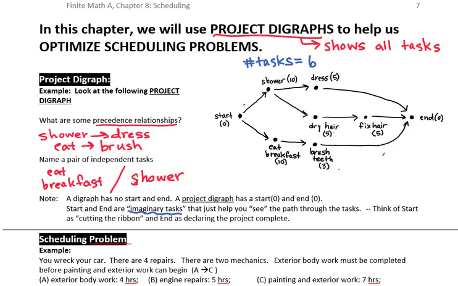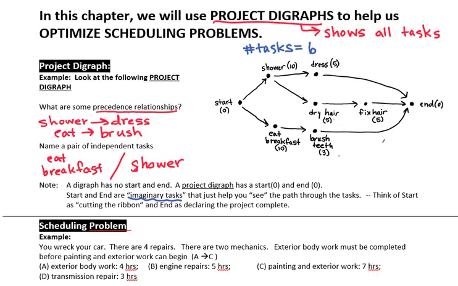So when you get up in the morning, you could shower, you could eat breakfast, one before the other, but it doesn't really matter where they go. There's no connection there. So independent tasks, no connection between them. So the idea of a project digraph is it shows all of our tasks. The arrows show the precedence relationships to help us move through the graph in the right order. So it gives us an order for this.